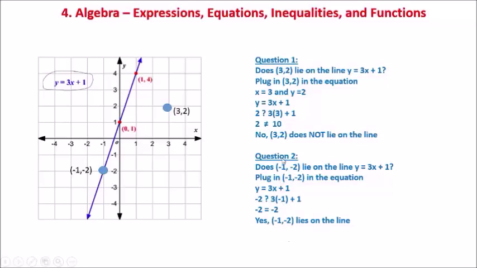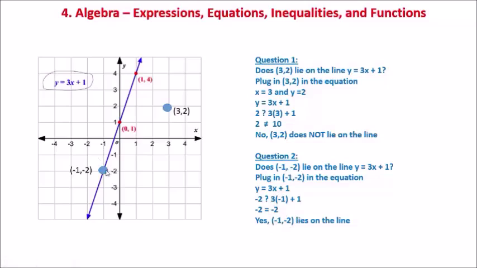So similarly here, does minus 1, minus 2 lie on the line? So you need to plug in minus 1, minus 2 in the equation. That means that you are plugging in y equal to minus 2 right here, and x equal to minus 1, plug it in here. Okay. Yes, they are equal. Now, yes, this point, minus 1, minus 2, exactly lies on the line. That's what you are able to see here, right?